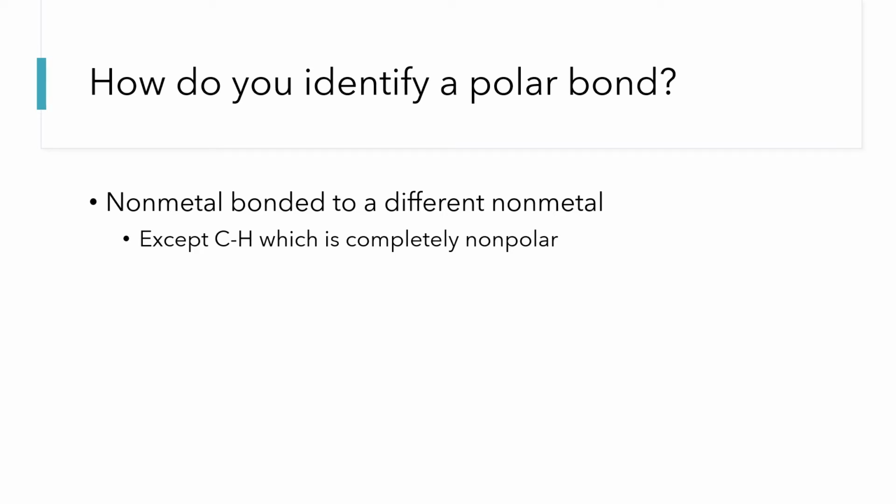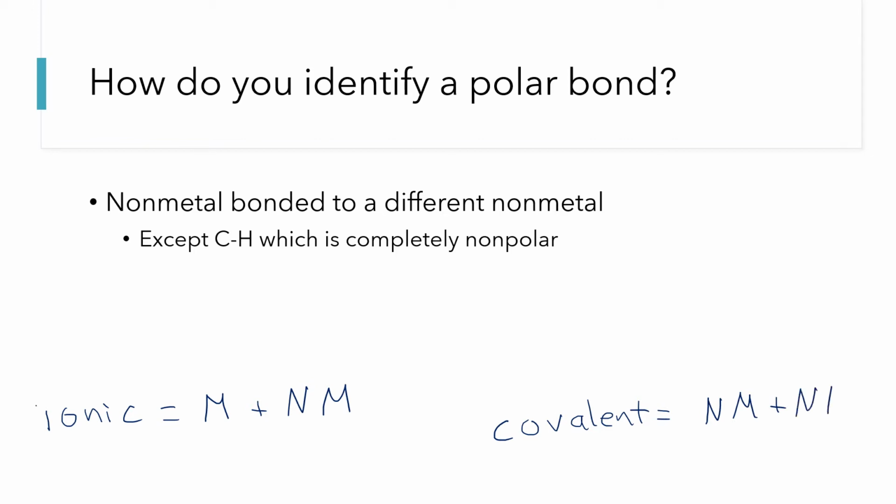Well, let's real quickly review how we determine ionic versus covalent. We've been saying ever since we studied nomenclature that ionic is going to be a metal plus a nonmetal, and covalent is going to be a nonmetal plus another nonmetal. Well, now we're going to break that down into pure covalent and polar covalent.